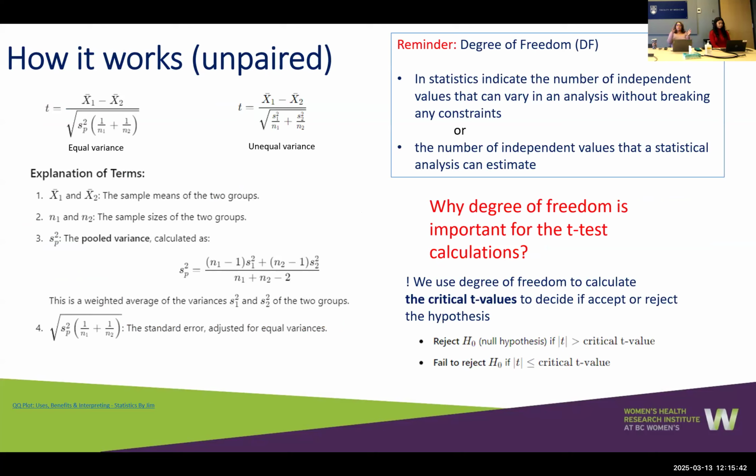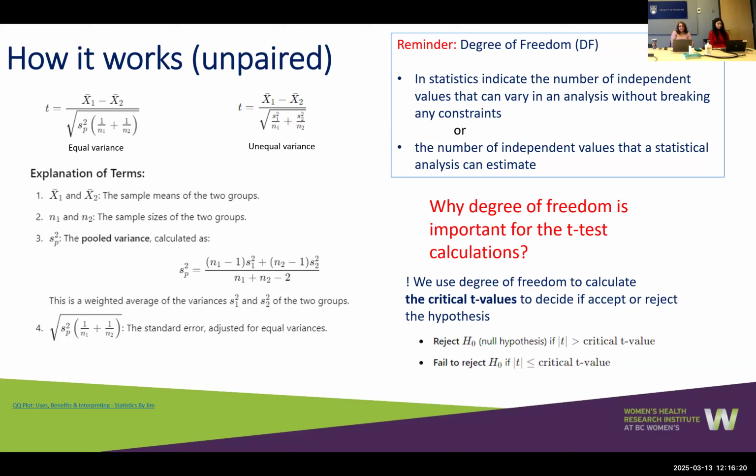So now what are we going to do? Because we established whether the variance is different or not, we will have two completely different t-test formulas. On the left is the formula for equal variance, and it's a little bit simpler. On the right, we have the t-test formula for unequal variance. And you can see that the variance term at the bottom of the formula is slightly different.